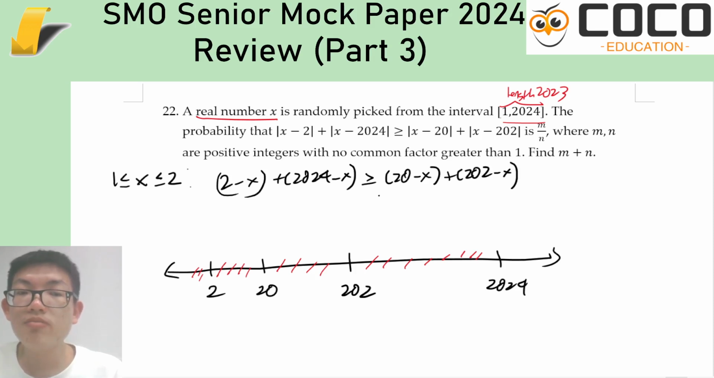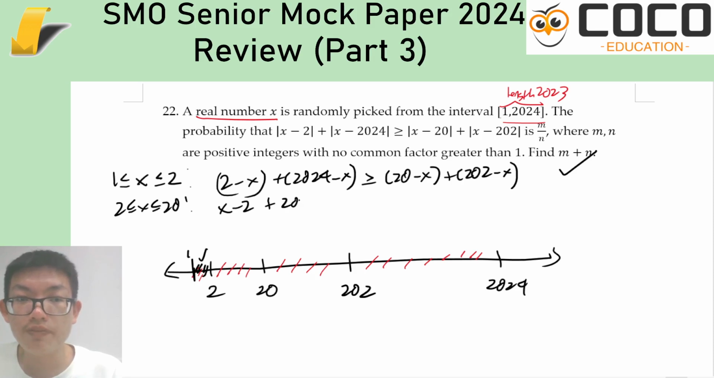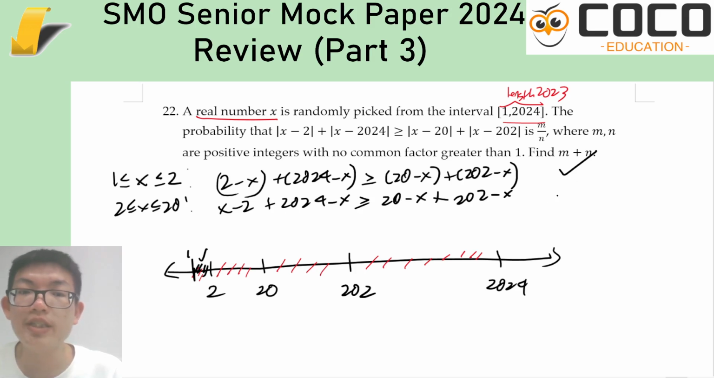And you realize that, well, the left hand side is just going to be bigger because the x cancels off and the constants are bigger. Next, you try from 2 to 20. So at this point, this is included. From 2 to 20, now this will flip. And it is still pretty obvious that the left side is now 2022, which is much bigger than the right hand side. So this will also be included.